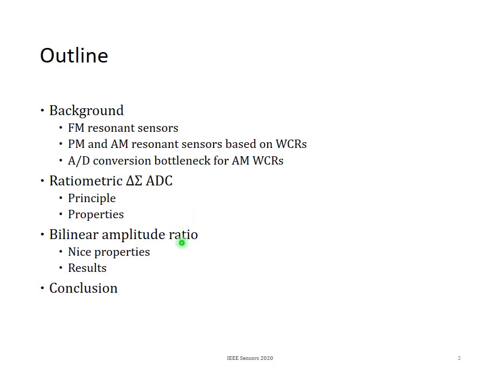The ratiometric delta sigma ADC outputs a quantity that we call the Bilinear amplitude ratio, which is different from the conventional amplitude ratio used in weakly coupled resonator sensors. So we'll see that this Bilinear amplitude ratio has some really nice properties, and in particular with respect to linearity of measurement. And then we will conclude.